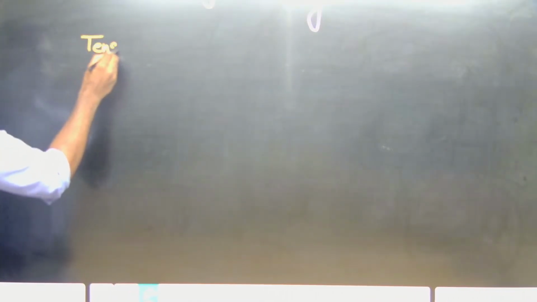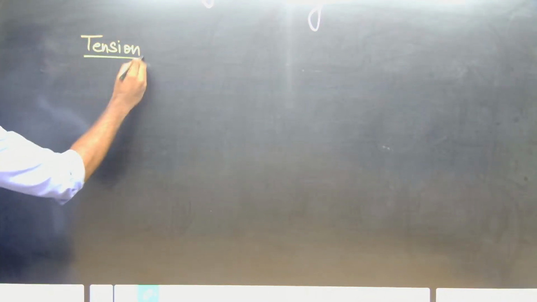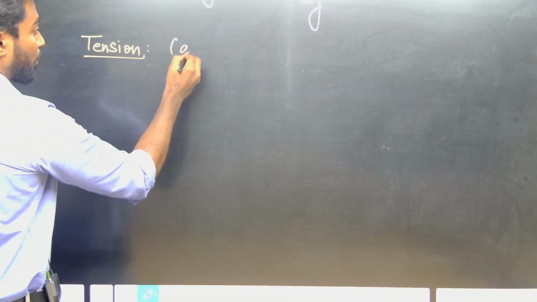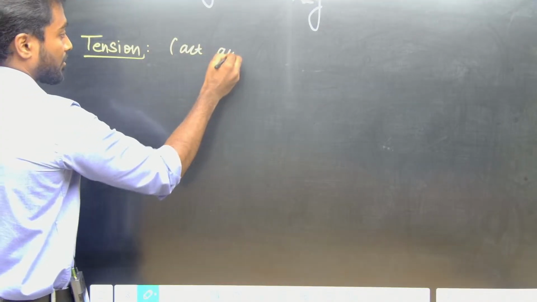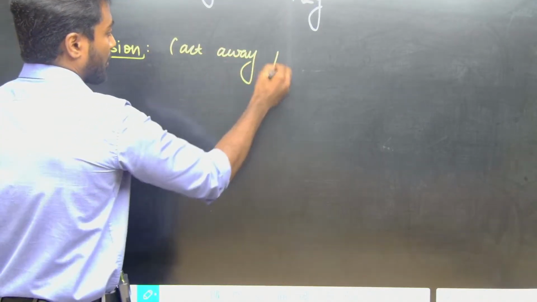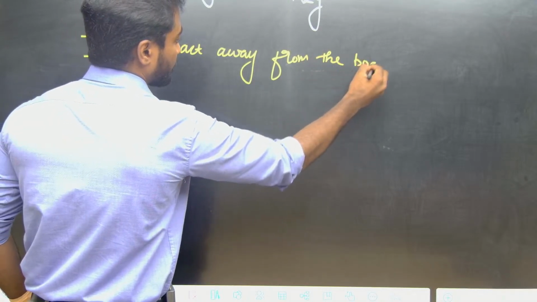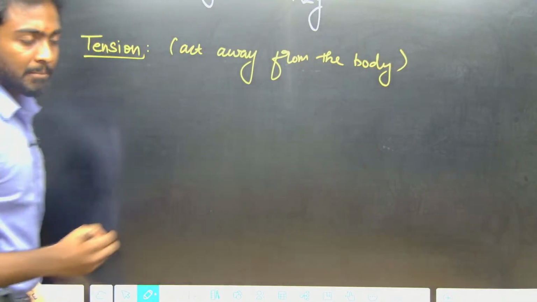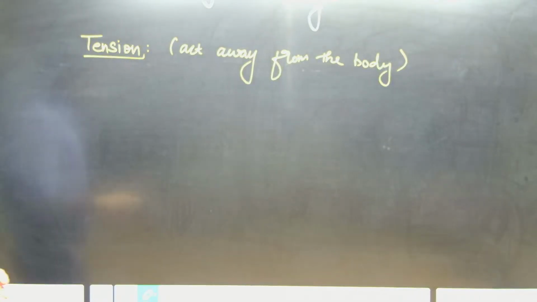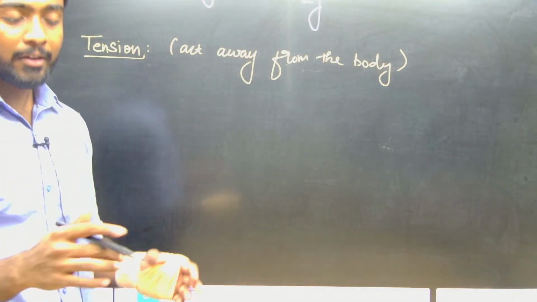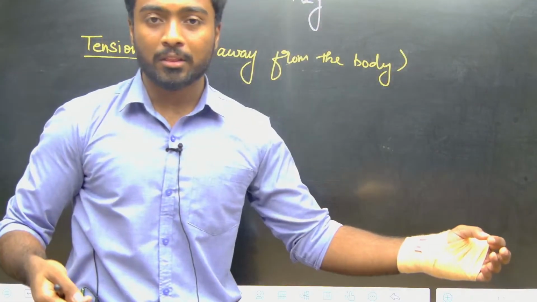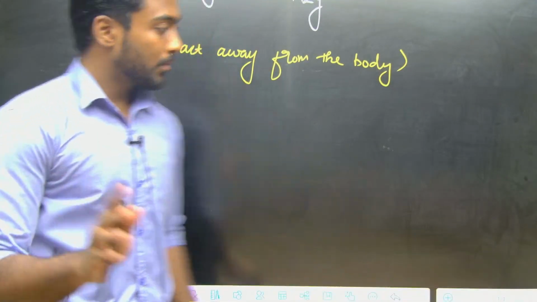So the next thing is tension we'll talk. Tension always acts away from the body. Okay, sir. So tension, it's a kind of a normal only, but when we are having a rope in between the blocks, that's it. Okay.